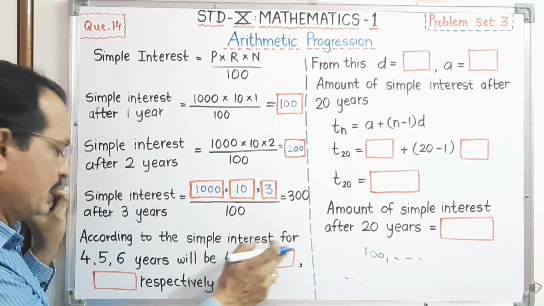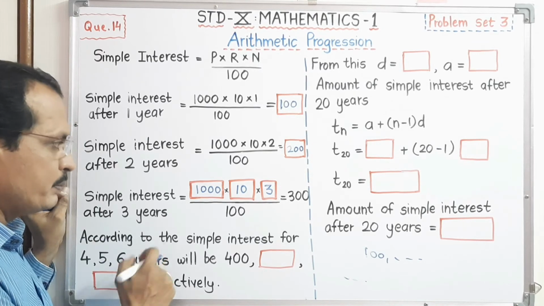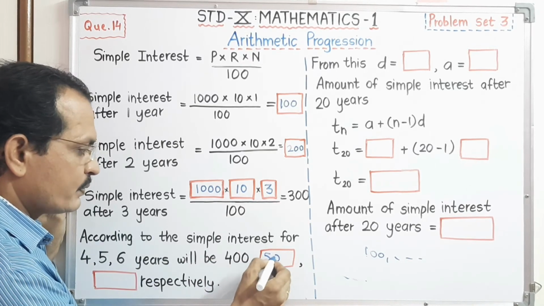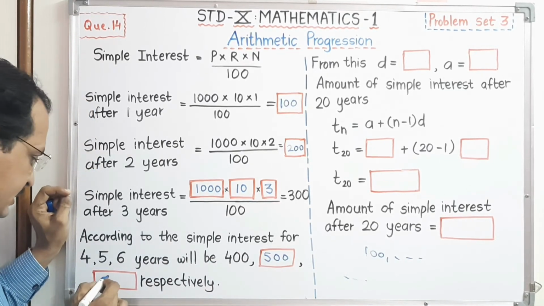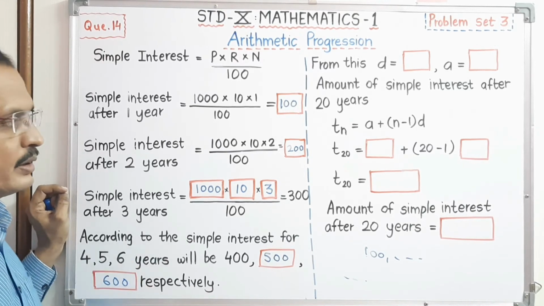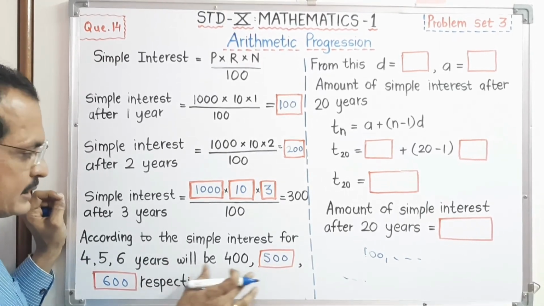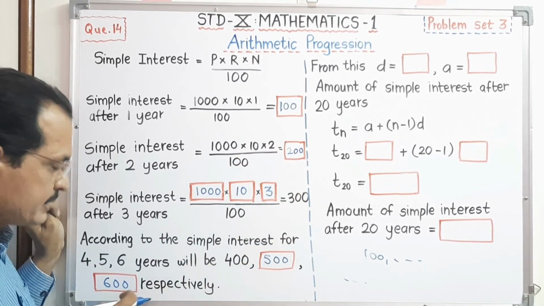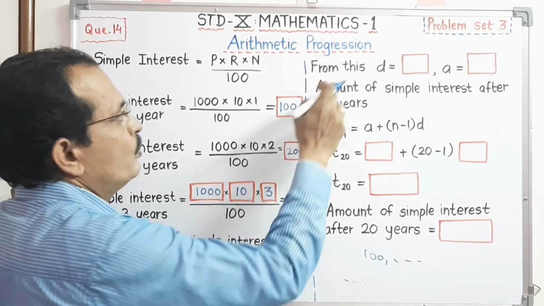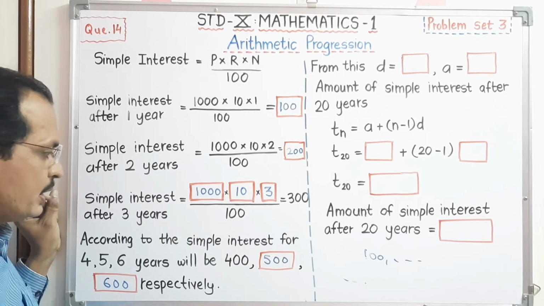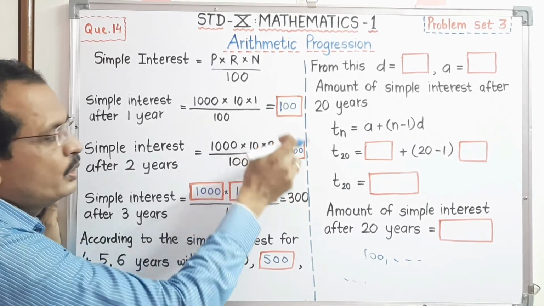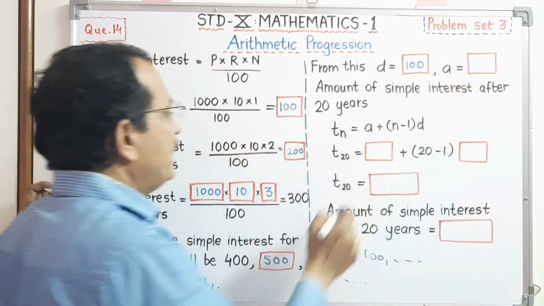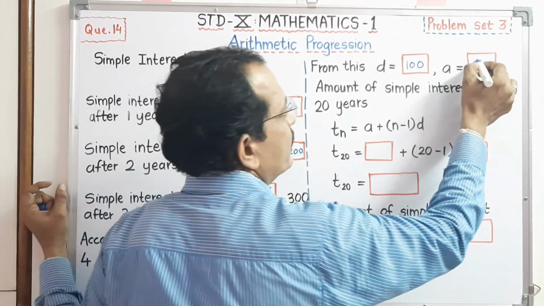Now according to the simple interest for 4, 5, 6 years. That means 4th year, 5th year. For 4 years it is 400. It is 500 for the 5th year and 600 for the 6th year respectively. Now this is an AP, that is 100, 200, 300, 400, 500 and 600. Here from this we have to find the d. d means T2 minus T1. 200 minus 100, it is 100. Very simple. The first term a is equal to 100.